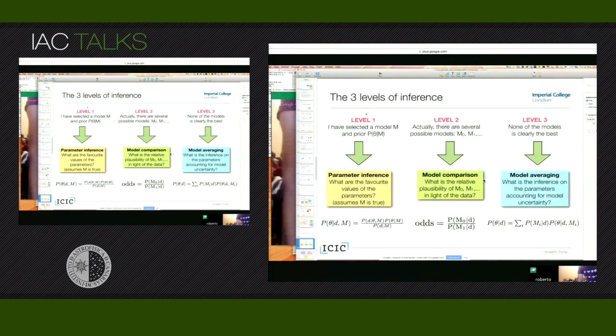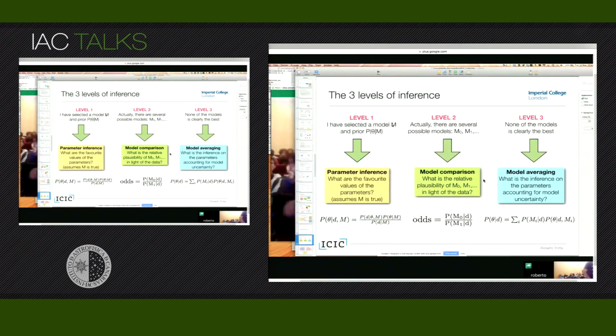So here, level 1, one model M with prior P of theta given M. And then what we've done so far is to use Bayesian inference to find the posterior distributions for the parameters of that model given the data, up to a normalization constant, really. We always have dropped the normalizing constant for the posterior for the purpose of parameter inference.